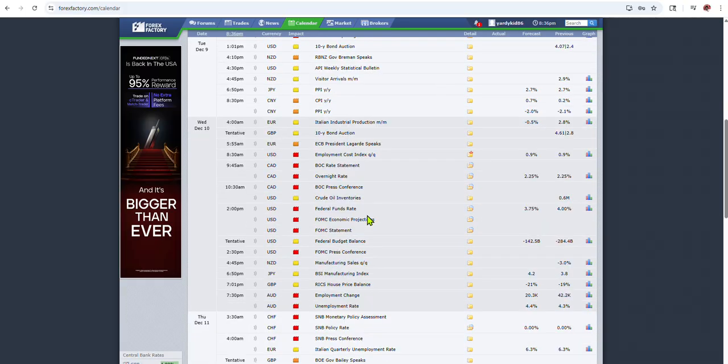For Wednesday, we have a lot of red folders, but at 8:30 we have employment costs. They forecast it to be 0.9. In the event that this comes out red or green: if it comes out green, the market is gonna go down. If it comes out red, US30 is gonna go up. Same thing.